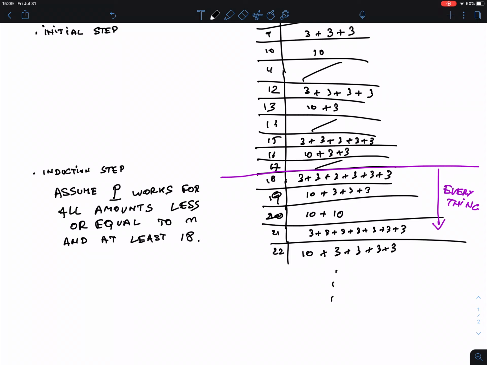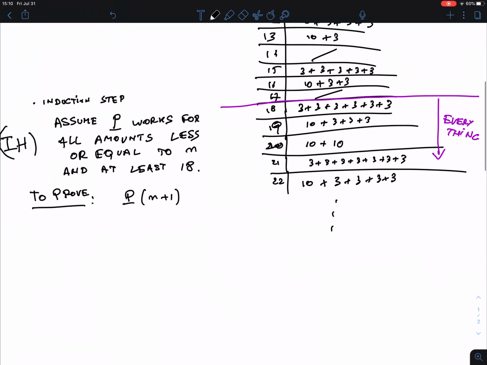Okay? That's the induction hypothesis. This is what we call the induction hypothesis. To prove Pn plus 1, the next one. And what is the strategy? The strategy is you say, okay, I have to now make n plus 1. And what I do is I look at n plus 1 minus 3. Because if I know how to do that, I just add a 3-cent stamp and I'm done.